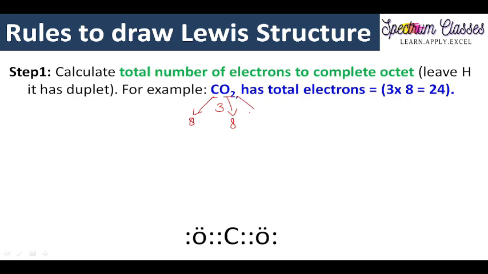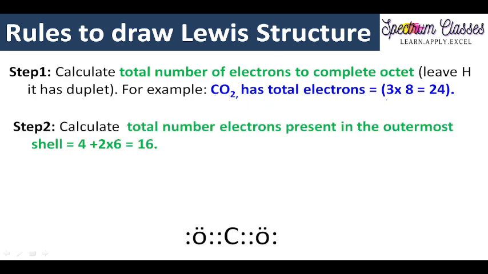Oxygen is also going to complete its octet, so you simply add all 3. You can apply this method, or you can simply write that 3 atoms are there which are going to complete their octet, so simply multiply by 8. You are going to get 24. This is the first step, and this is how you get the total number of electrons.